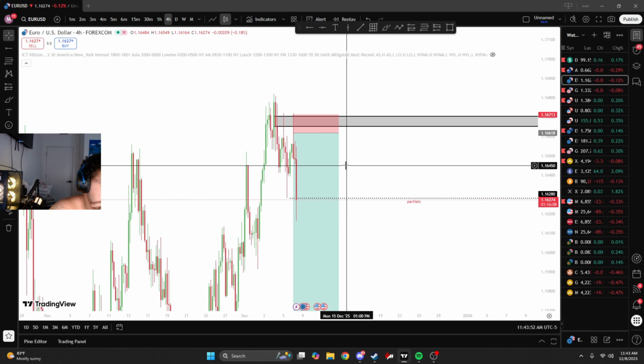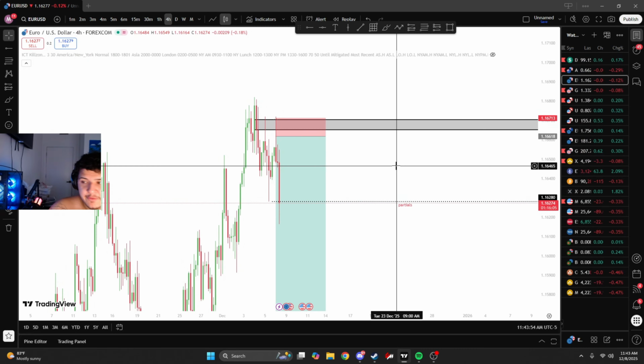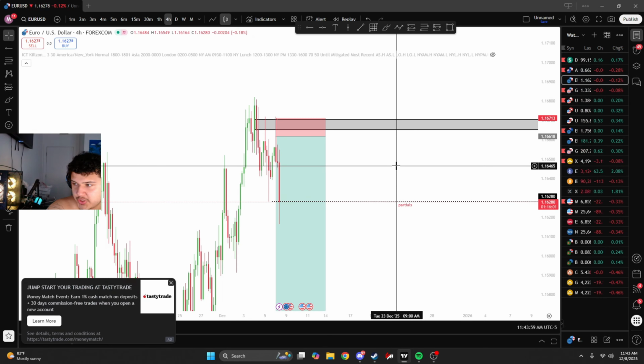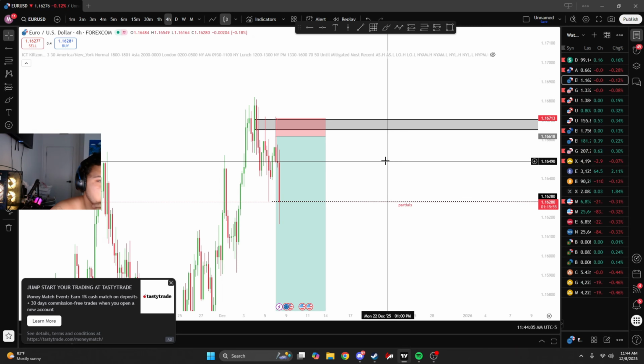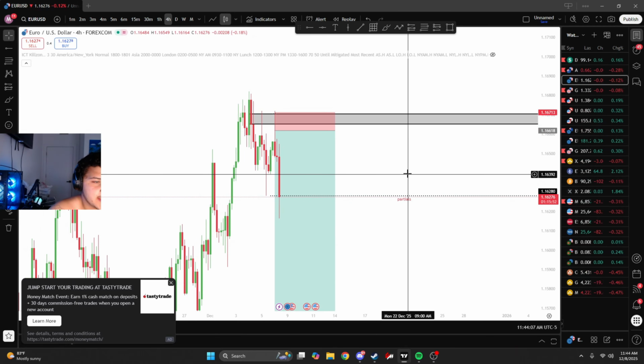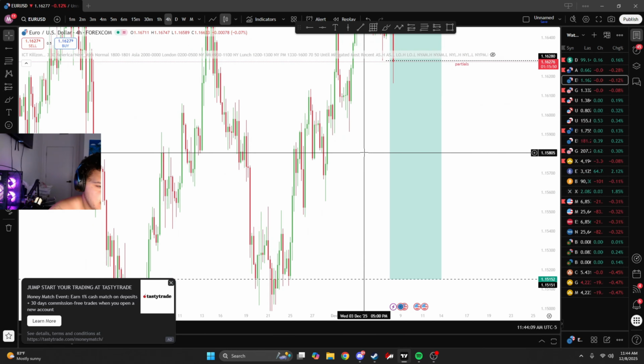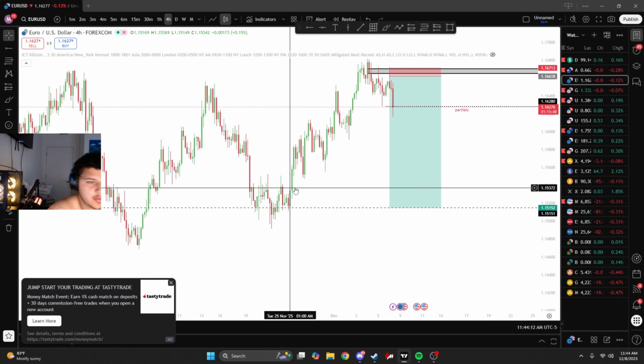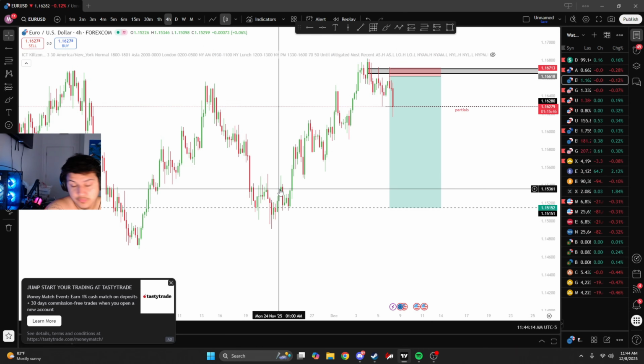So again, I feel like reversals are the best way to get the best entries possible. Like when the trend reverses, that's the best opportunity you have. And why do I think that? Is because, like, let's say on this reversal right here, right?